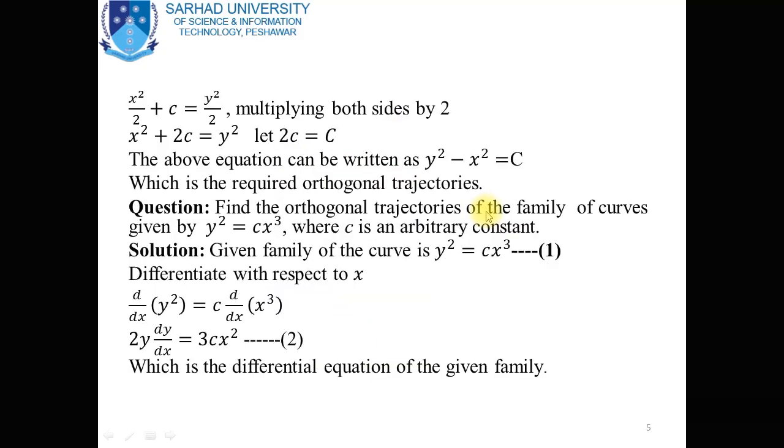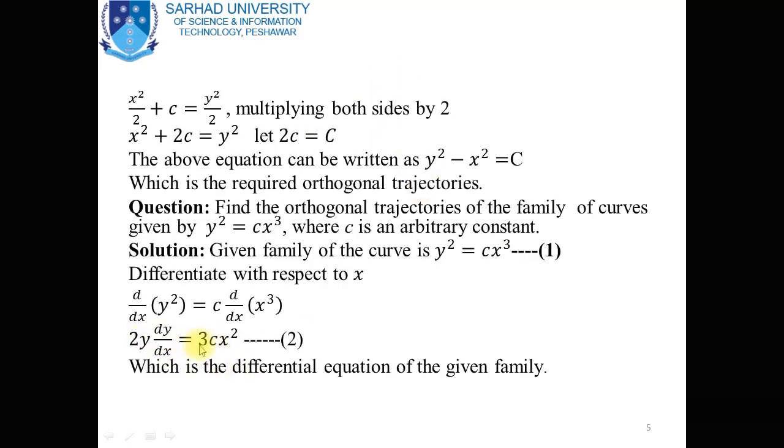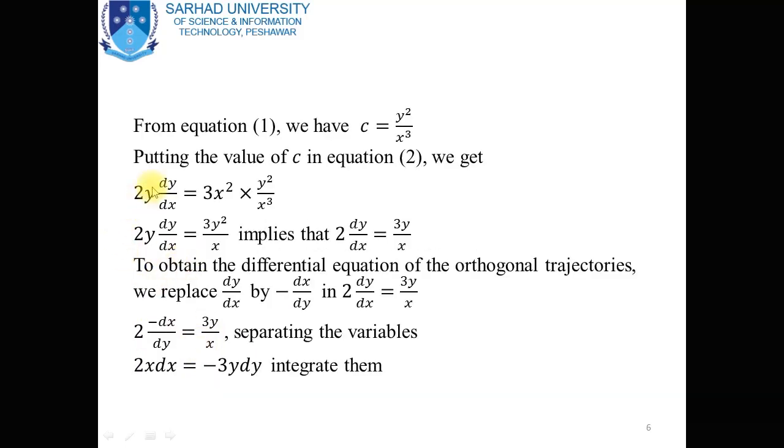But first of all, eliminate this c from this equation. Find the value of c from the given equation. We obtain y square divided by x cube is equal to c. So putting this value of c in this differential equation, we obtain 2y dy by dx is equal to 3x square multiplied by y square divided by x cube, and after simplification we obtain 2y dy by dx is equal to 3y square divided by x, which, dividing both sides by y, we can write as 2 dy by dx is equal to 3y by x.